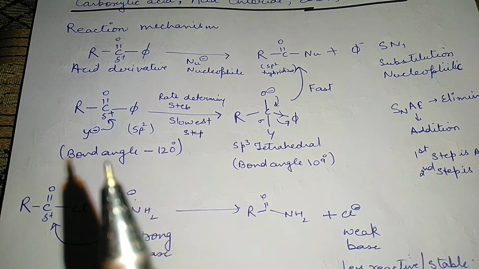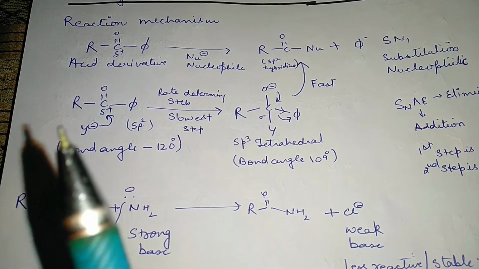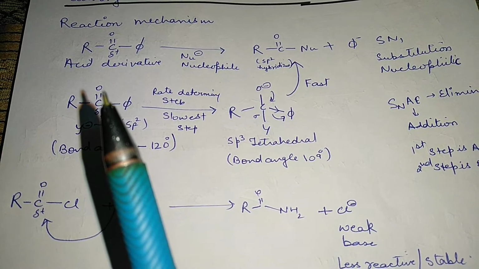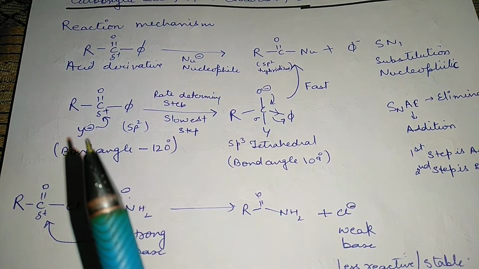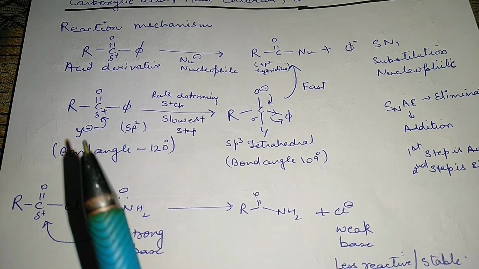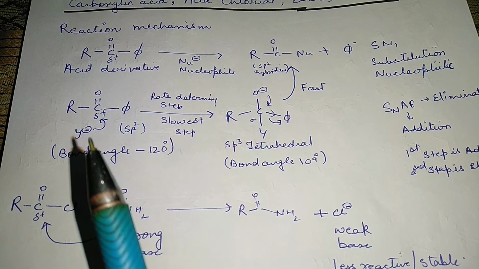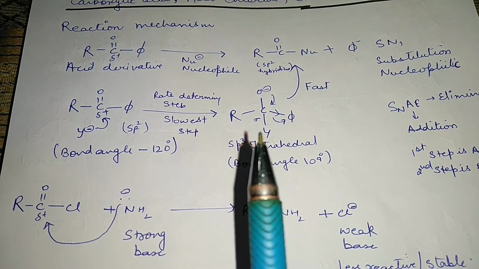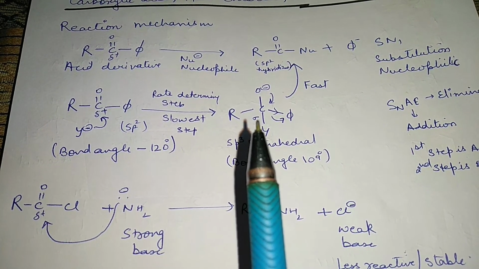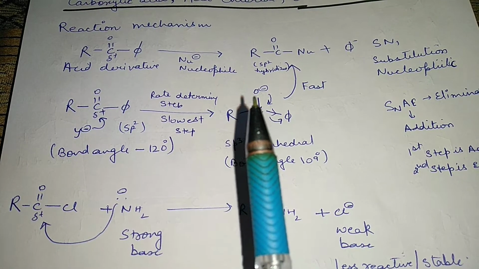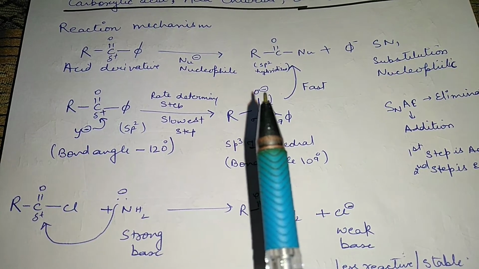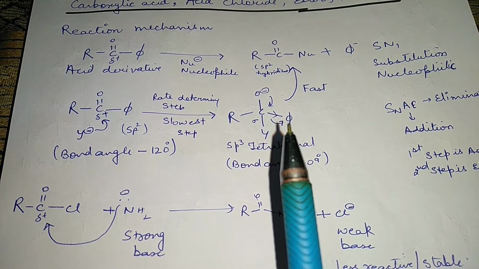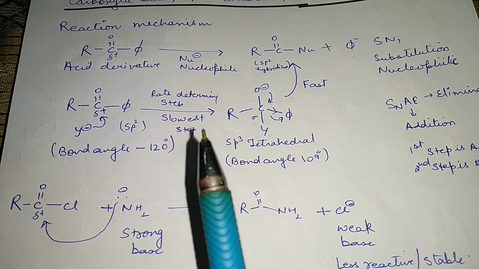And I have discussed the bond angle also. Here you can see this is the carbonyl carbon. There is a pi bond, a double bond. Now there is a nucleophile Y, which I represent by Y negative. There is a lone pair of electrons. This will attack the carbonyl carbon, so the nucleophile gets attached. There is the formation of a sigma bond and the lone pair of electrons gets shifted over oxygen. Now again it will come back, and there will be a displacement of this phi group. Alright. So this step is the slowest one.